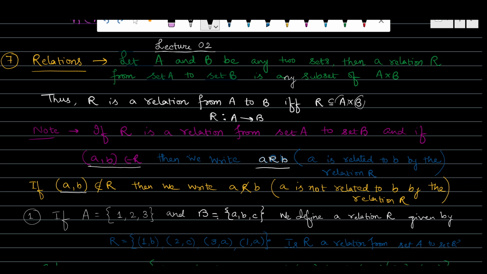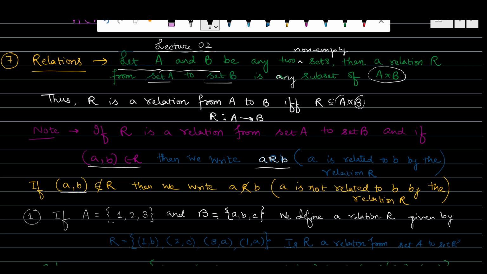So first is the definition. Let A and B be two non-empty sets, then a relation R from set A to set B is any subset of A cross B. We have defined this Cartesian product of two sets in the previous lecture. So any subset of A cross B is said to be a relation from A to B.